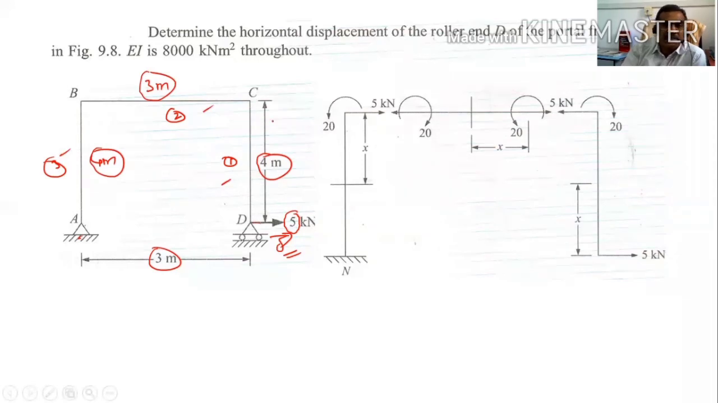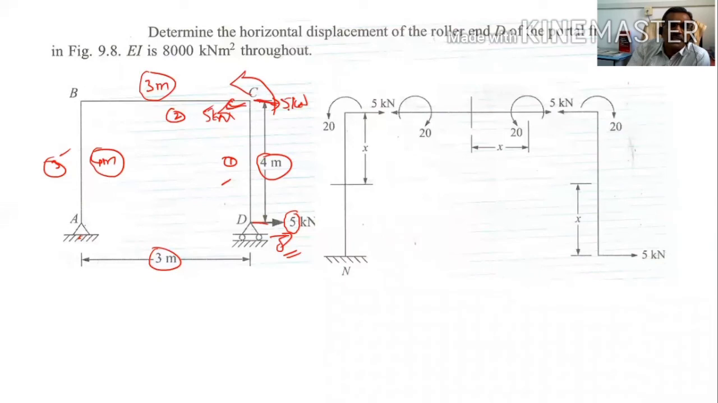So now 5 kilonewton is acting. What do you have to do to transfer it here? You take one 5 kilonewton here and one 5 kilonewton here. Now this load and this load will create a couple. So what will be the direction of the couple? This will be the direction of the couple.